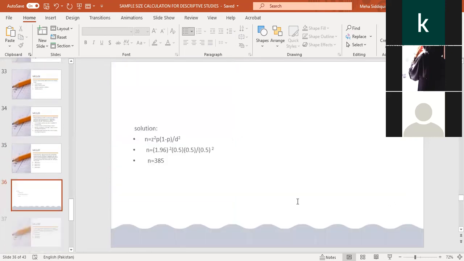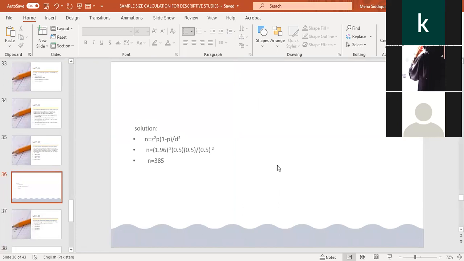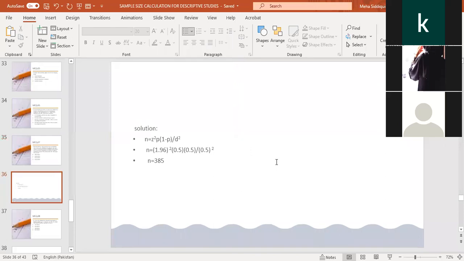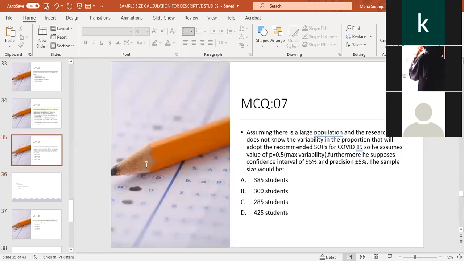How will we get it? We will use this formula, that is Quotient's formula, and apply the values here. As we saw, the prevalence we had is 0.5, and 1 minus p, again we will get the value 0.5, over d squared, it was 0.05. Then applying the formula, the sample size we will get is 385. So the right answer is A.